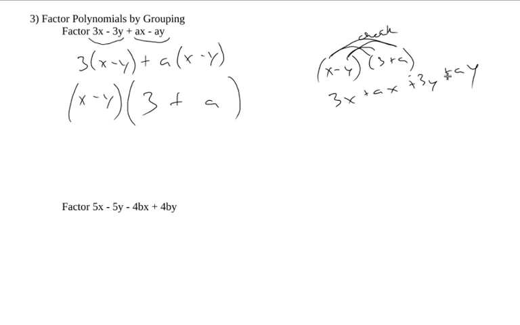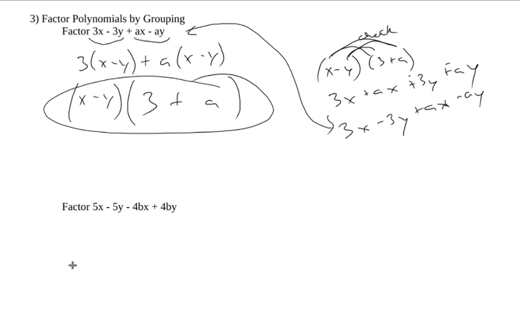I can rearrange these things if I want, just by attaching the negative. I get 3x minus 3y plus ax minus ay. So you can see they are the same thing. That one and that one are the same as each other. So for my factored form here, I am confident that it is correct.